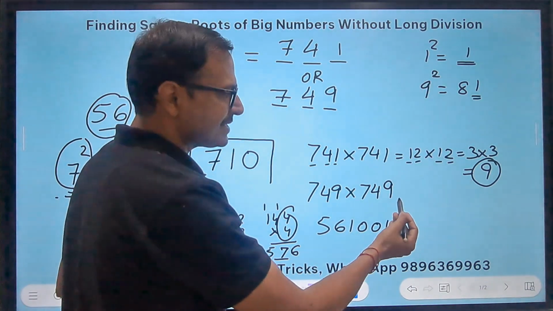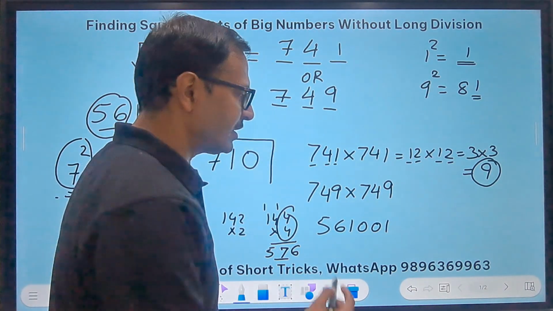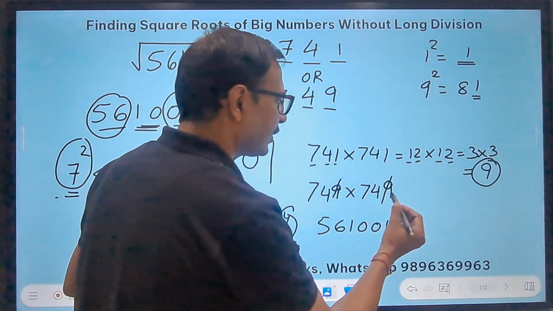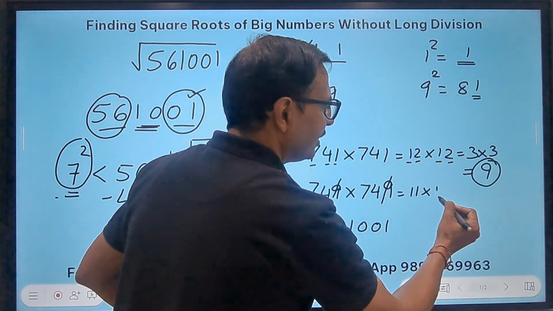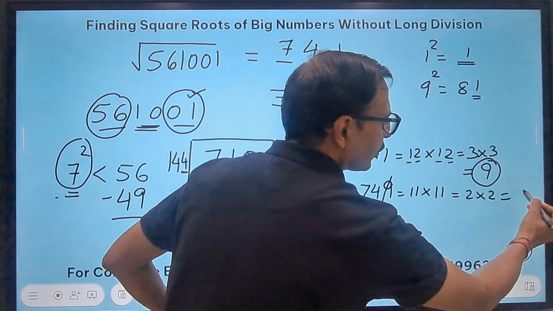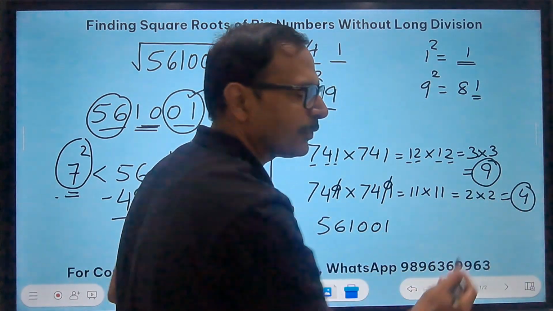How about 749, 749? When you calculate the single digit, you can omit the nines. So forget the nines. This is 7 plus 4, 11 and 11. And then 1 plus 1 is 2. So 2 times 2, this is 4. So we have a different single digit for both the numbers.